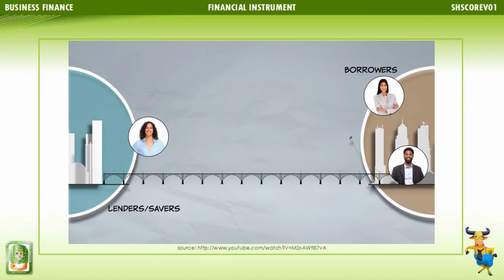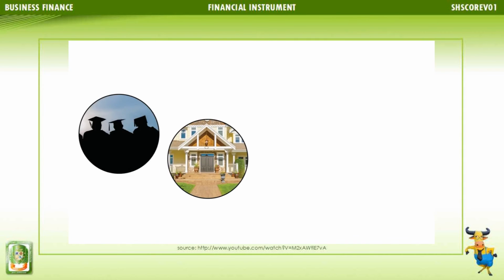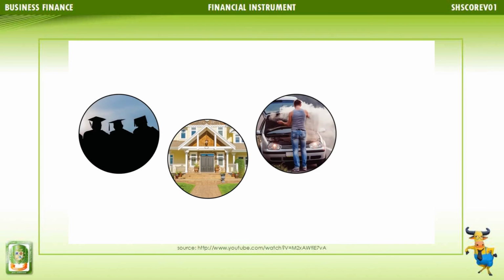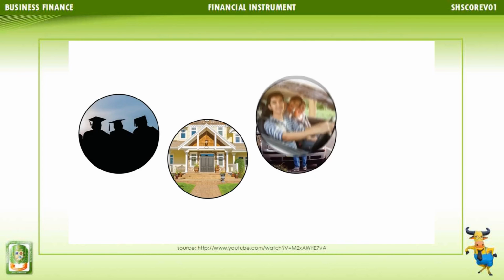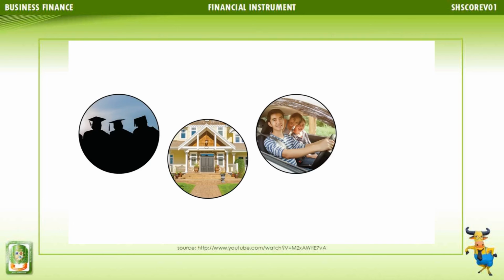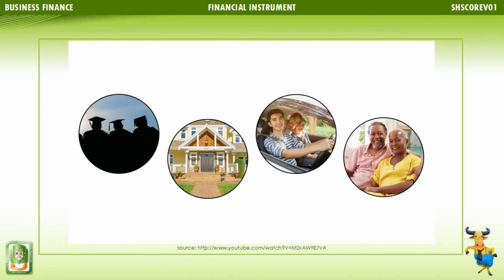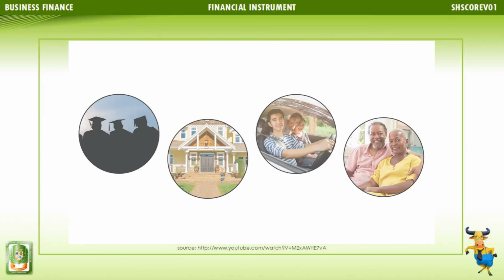Individuals rely on borrowing to invest in things like education and housing. If your car breaks down and you don't have enough money to fix it, you can borrow money for repairs and continue living your life. And individuals need to save for retirement when their incomes drop but their needs don't.